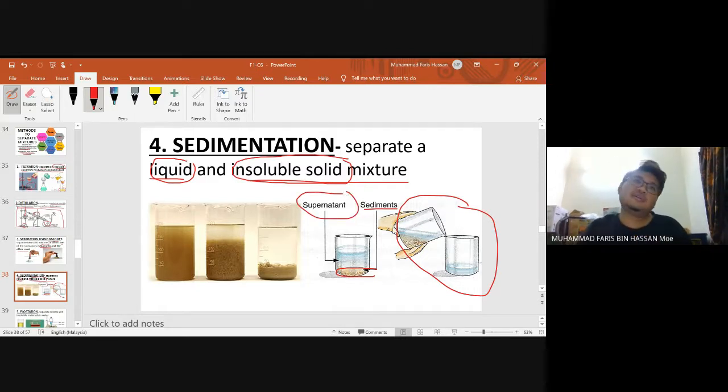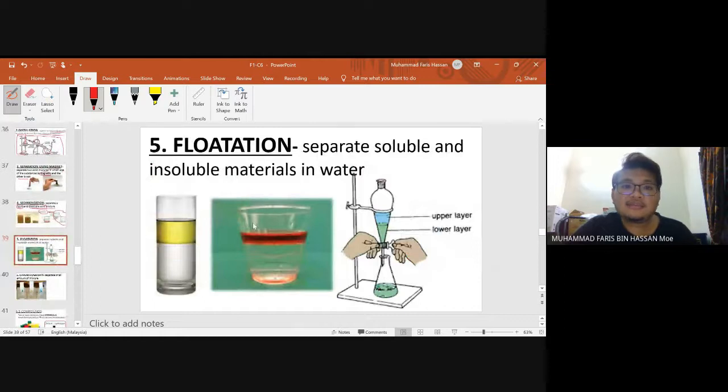So actually for this kind of method you need to do it properly with extra care. Okay, the next method is flotation, which is a separation method to separate soluble and insoluble materials in water. So let's say we have oil and water. The oil cannot dissolve in the water.